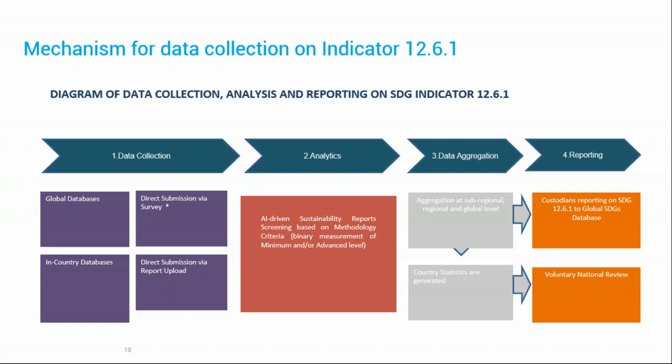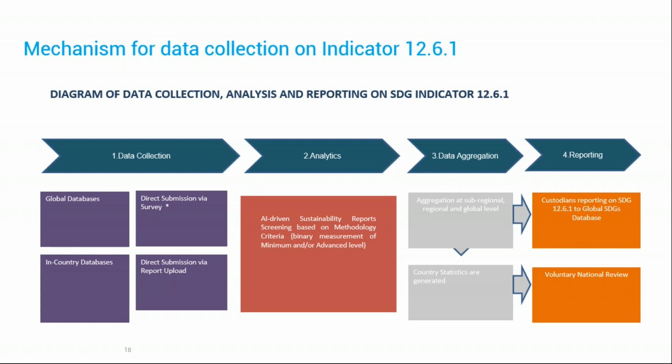The second stage is the analytics. Here is where we use AI-driven methods to evaluate the content of the report based on the minimum and advanced requirements. And essentially, we're going to have a point system where the report has to contain a minimum threshold of content in regards to the minimum and advanced level requirements to be counted.